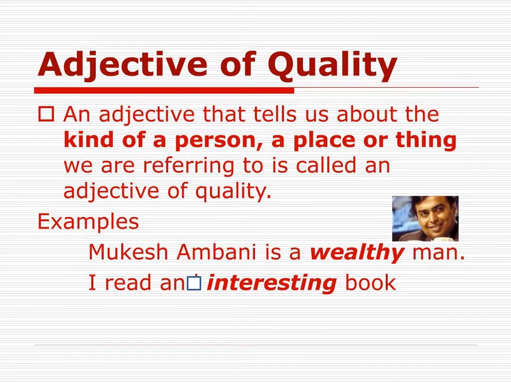For example, Mukesh Ambani is a wealthy man. What kind of a man is Mukesh Ambani? Wealthy. And wealthy here is a quality. It is an adjective of quality. I read an interesting book. What kind of a book? An interesting book. So these words are describing the quality of the noun man and the quality of the noun book.